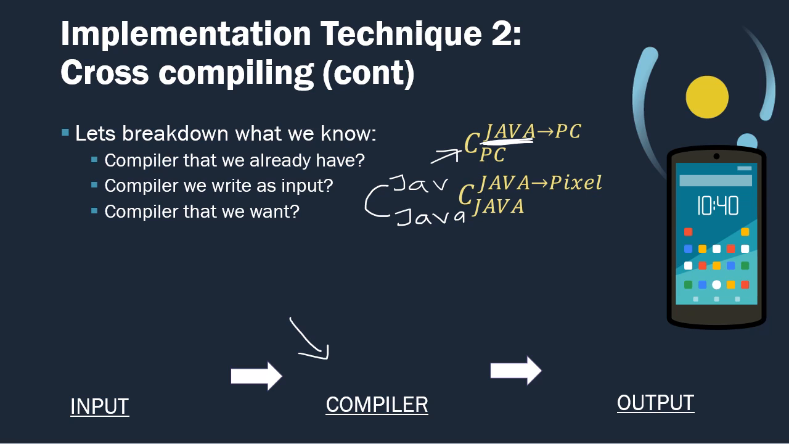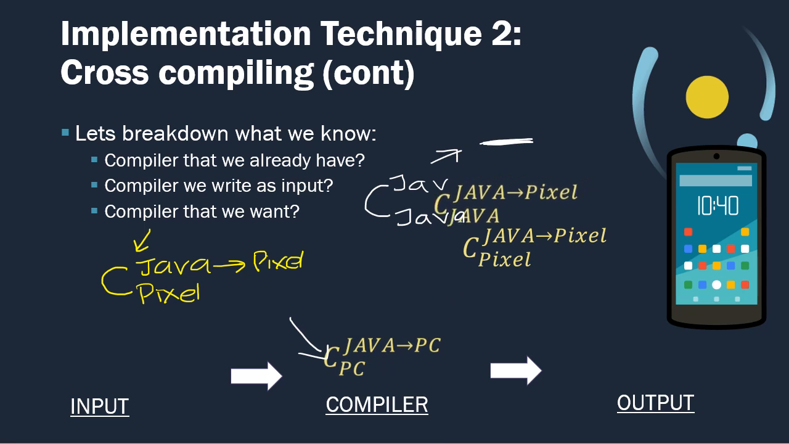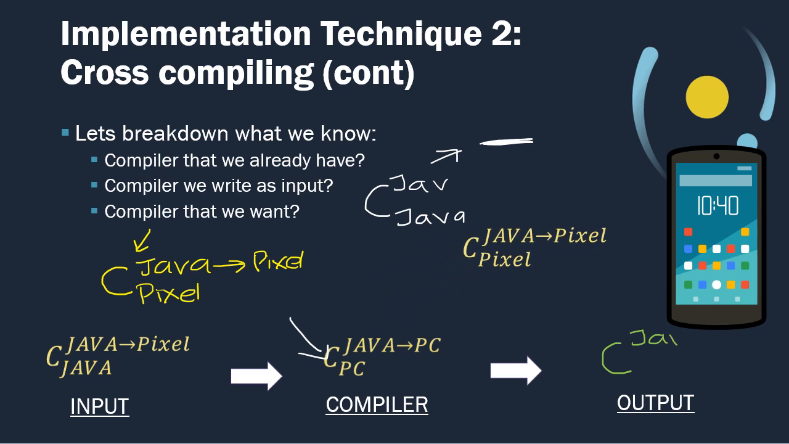And to recap, what exactly is the compiler that we want? We want a compiler that can translate from Java to Pixel, and it can run on Pixel. So this is the final compiler that we want. Now, let's place the compiler that we already have inside the compiler section. Put the compiler that we write as input. Based on our understanding of this input-output process, what should we get as output? So the one that we get as output would be compiler that translate from Java to Pixel.